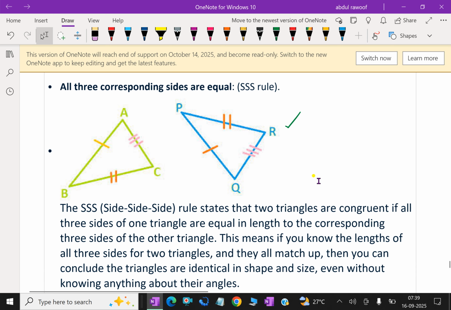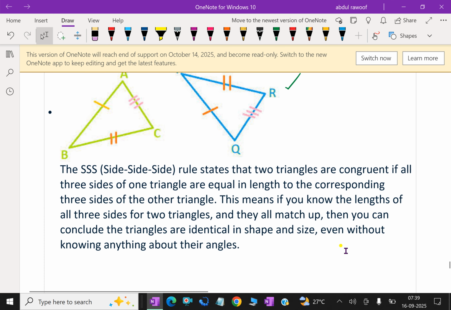The SSS rule states that two triangles are congruent if all three sides of one triangle are equal to the lengths of the corresponding three sides of the other triangle. This means if you know the lengths of all three sides of two triangles and they all match up, then you can conclude the triangles are identical in shape and size even without knowing anything about their angles. Without angles also, you can see if sides are equal, these are congruent.